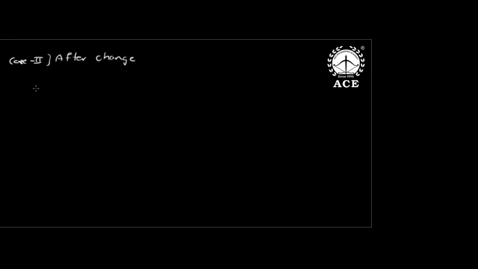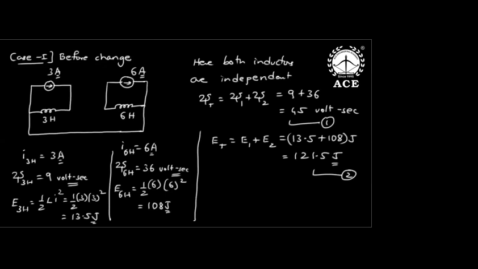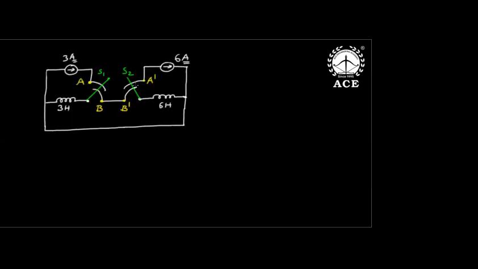Now after the change, both switches are in position B and B dash. So both inductors become series: 3 Henry, 6 Henry. Now the sources are isolated. The switches come to B and B dash, so now the sources get isolated.